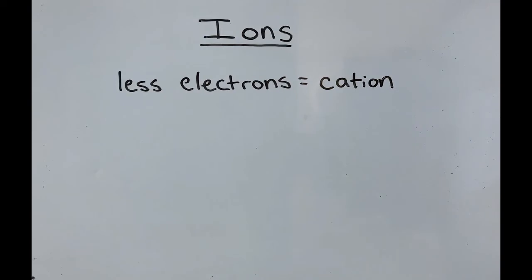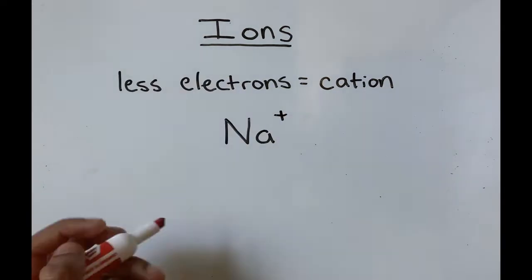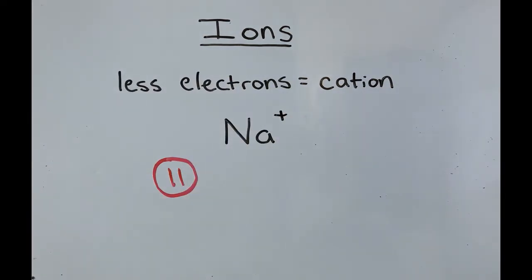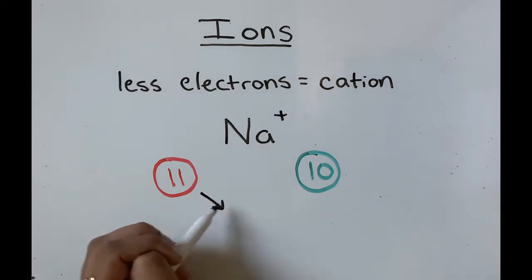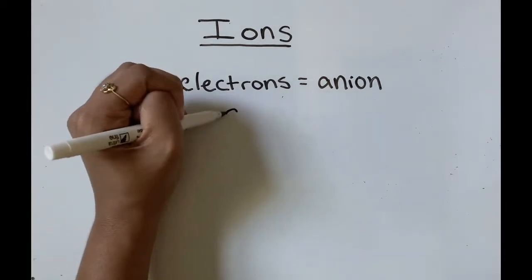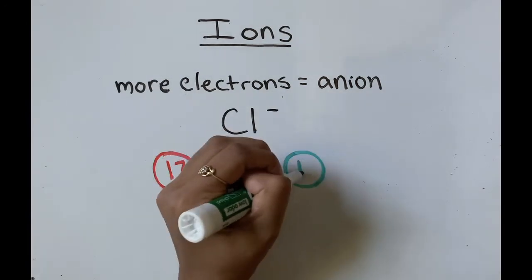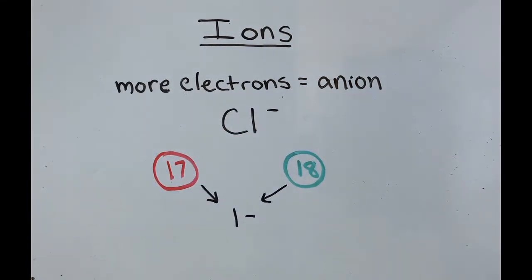Yeah, I know that was a pretty cheesy joke, but it is a good way to remember cations. Na+ is an example of a cation because it has 11 protons but only 10 electrons, giving it a positive charge. An anion is just the opposite. There are more electrons than there are protons, so there's an overall negative charge. Cl- is an example of this because it has 17 protons and 18 electrons, giving it a negative charge.